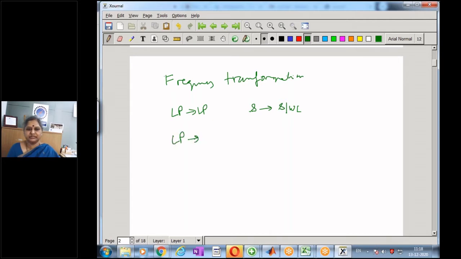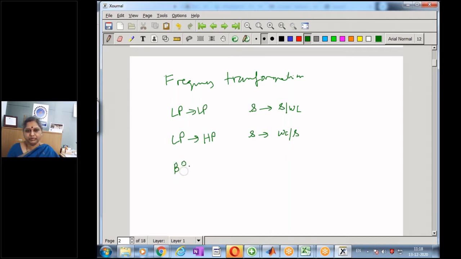Similarly, if we want to transform our low pass filter to a high pass filter, we need to apply the transformation of omega C by S. When I replace every S by omega C by S, I am converting my low pass filter into a high pass filter with the cutoff of omega C.